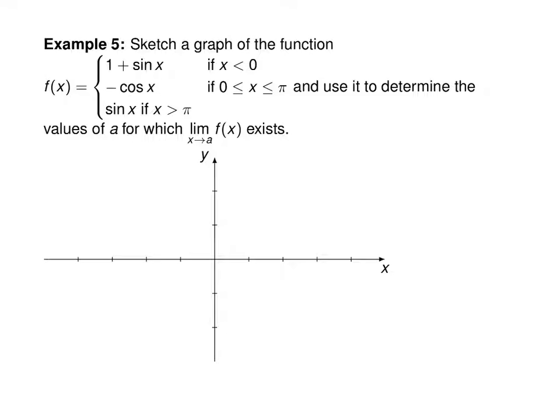Okay. Sketch a graph of this function and then use it to figure out where the limit exists. So 1 plus sine x if x is less than 0. That's on which side of the y-axis, the left side or the right side? Left side. Okay, so this is 2 pi, there's negative 2 pi. It's a sine picture, which usually does this, and I'll just rub out the dots of the picture. And then how's it been shifted? Up 1.